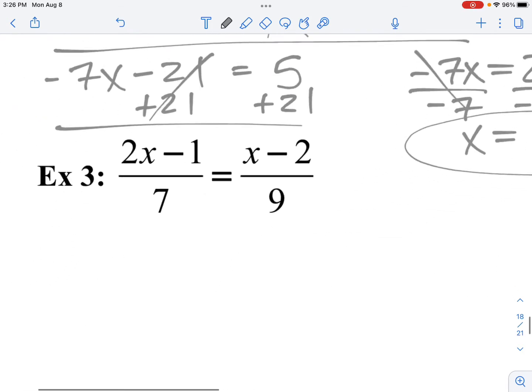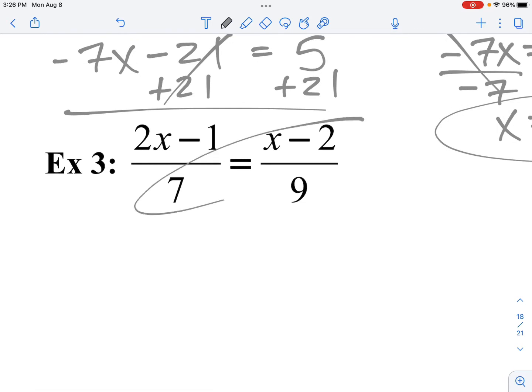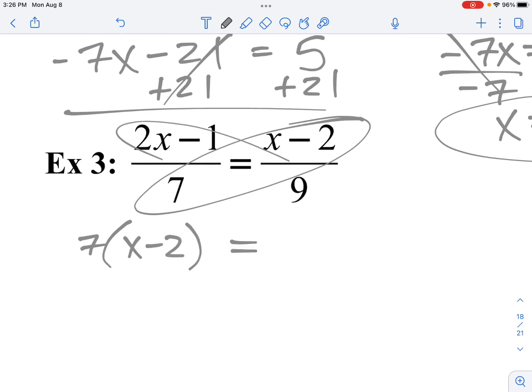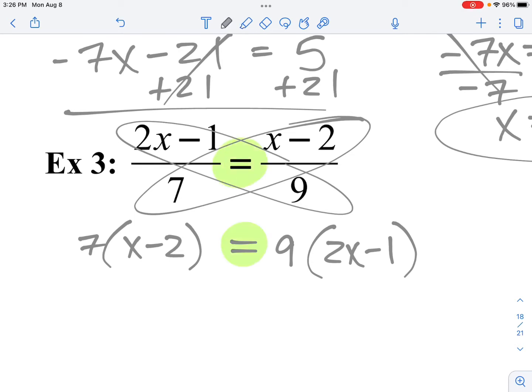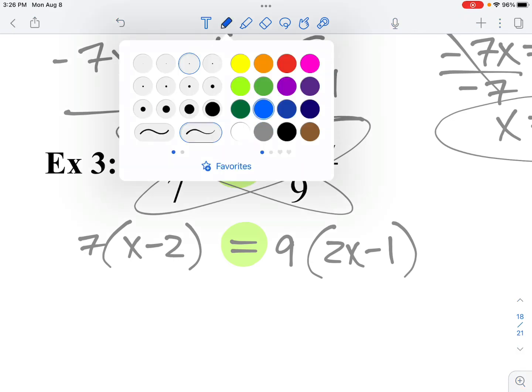Let's try another one. I'm going to start by distributing, cross-multiplying like so. I'm going to take 7 and multiply it by x minus 2. Keep the equal sign, and I'm going to cross the other way. I'm going to take my 9 and multiply by 2x minus 1. So always make sure that you keep your equal sign. This equal sign just stays. And now I don't have any fractions anymore, so it looks a lot easier. I just have to do some distributing.